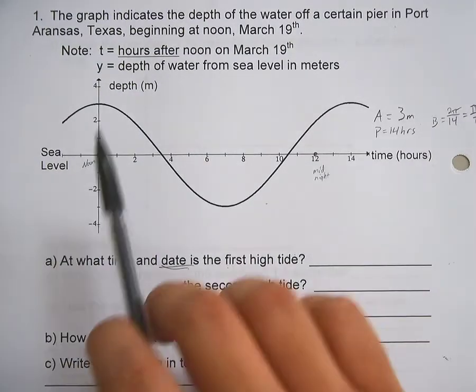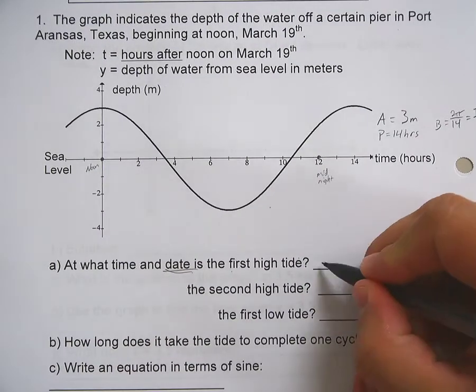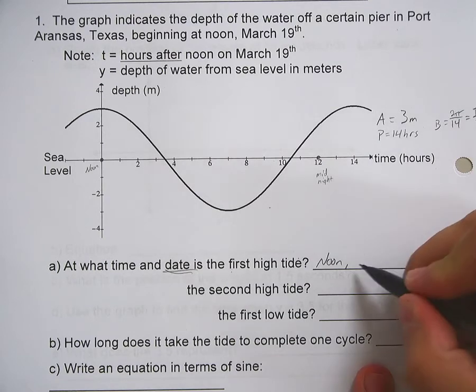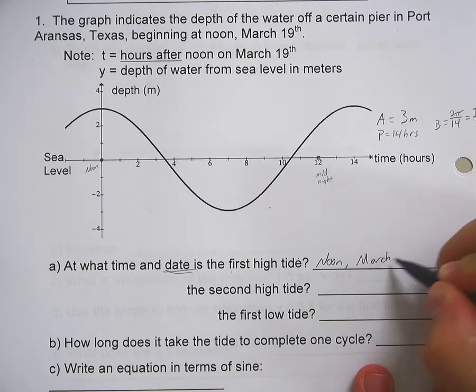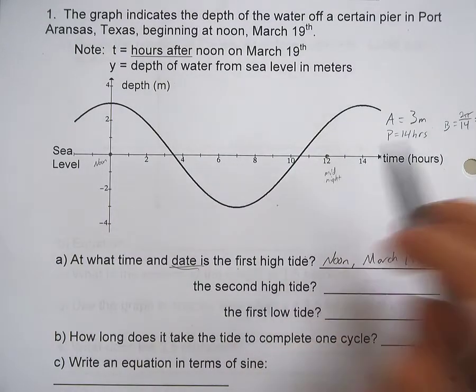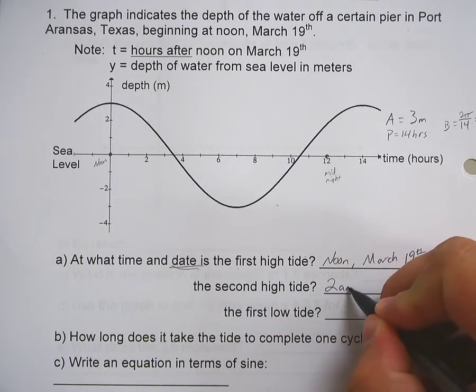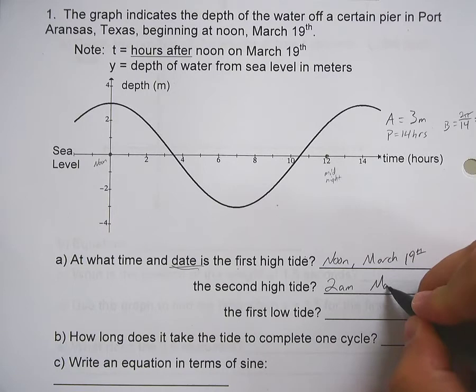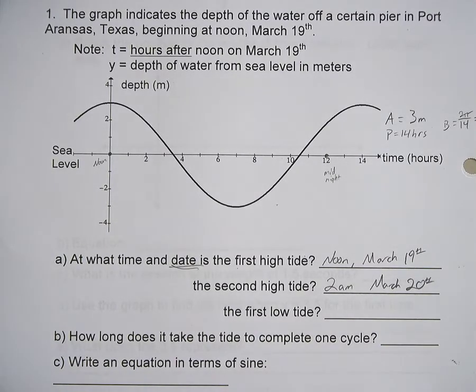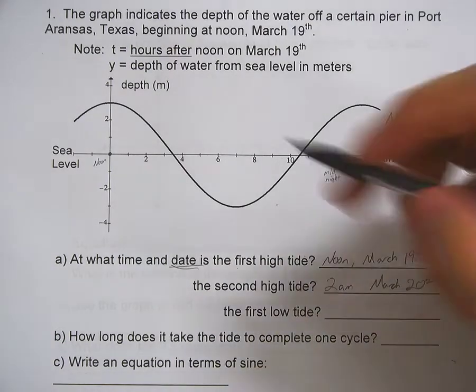My first high tide here at noon is going to be noon, and that is March 19th. And then the second high tide happens 14 hours later. So that's going to be 2 a.m. and that's March 20th. Okay, the first low tide happens right about here.